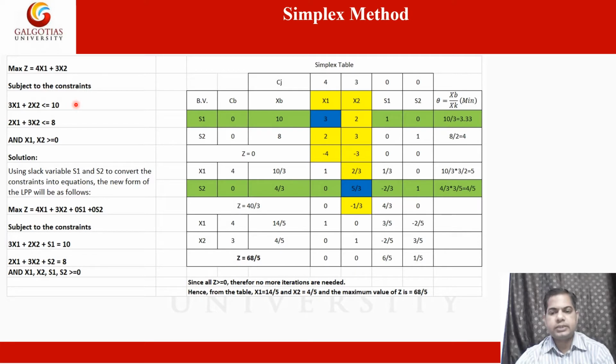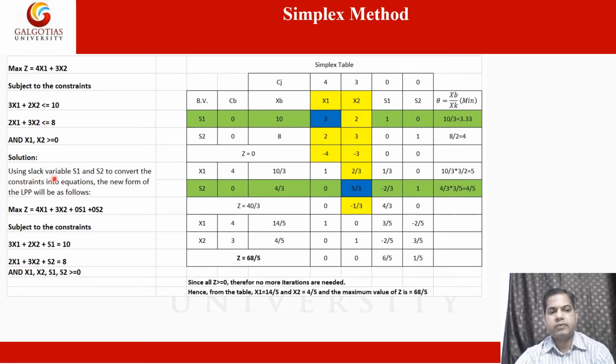If my constraint has the less than or equal to sign, then I have to add something. If my constraint has the greater than or equal to sign, that means I have to subtract something. So in the very first constraint, I have the less than or equal to sign, so I will use a slack variable. In the second constraint, again I have the less than or equal to sign, so I will use a slack variable also.